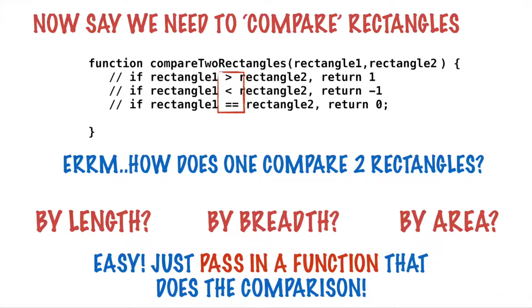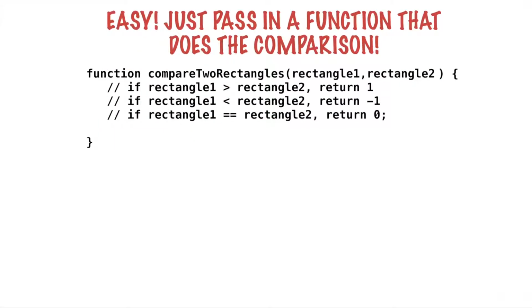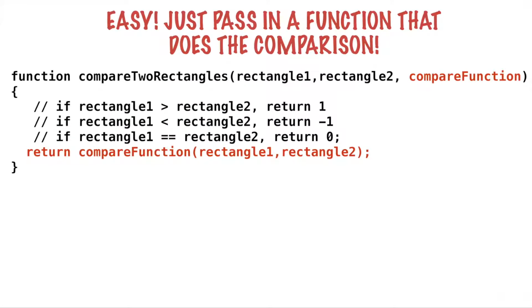That's right. By passing in a function as an argument to your general purpose compare function, you can say what you want to compare the rectangles by. So you'll have compare two rectangles. This is the function you're going to work with. Along with the two rectangles you want to compare, you could also pass into this function a function called compare function. And that compare function would compare rectangle 1 and rectangle 2 and return the right result.